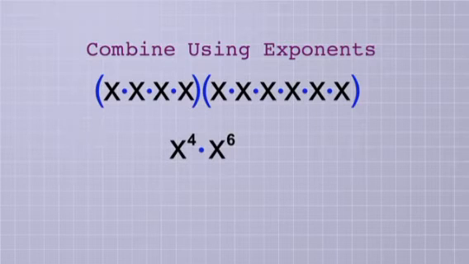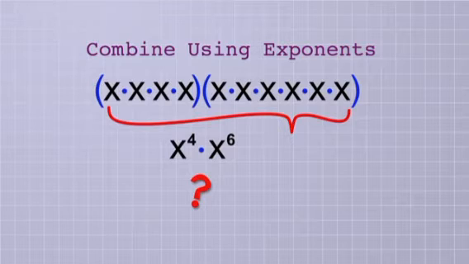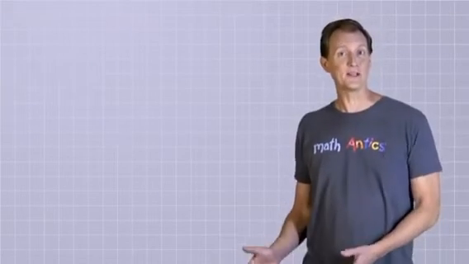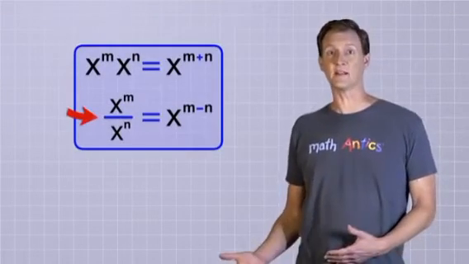But you'd probably never want to do that, would you? I mean, why not just combine all 10 x's into the expression x to the 10th? But there you see that our law holds true. X to the fourth times x to the sixth would equal x to the power of 4 plus 6, or x to the 10th.